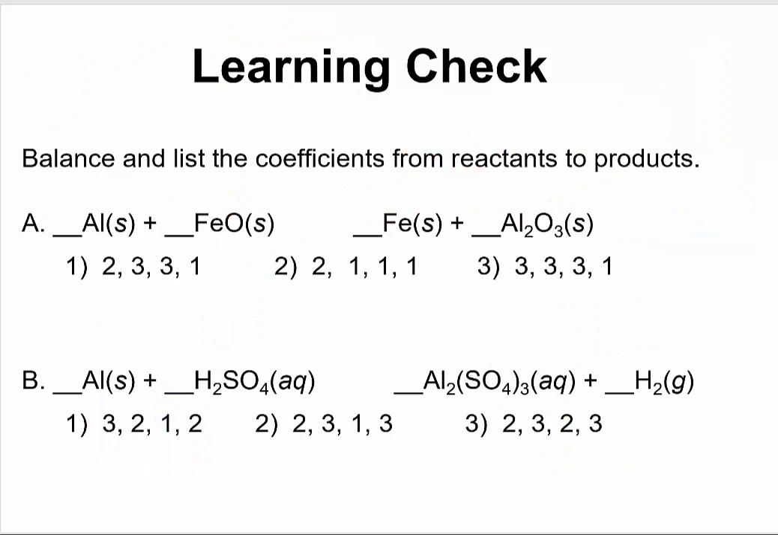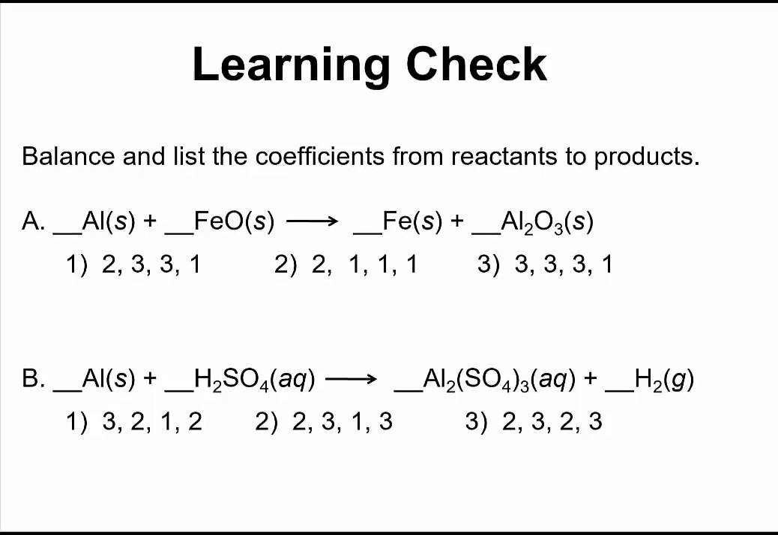Let us now practice on some simple questions about what we just learned. Balance and list the coefficients from reactants to products for the following reactions. We have 2 reactions here. I would suggest you pause your video and give them a shot, and then we will do them together. Let us now work on them together.